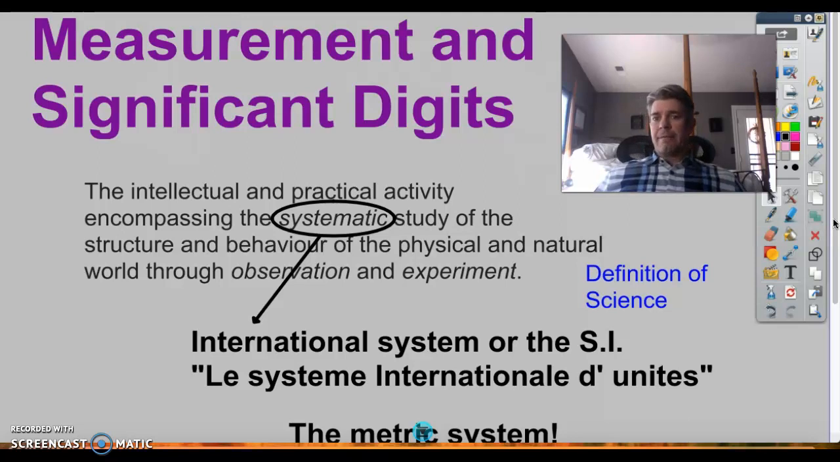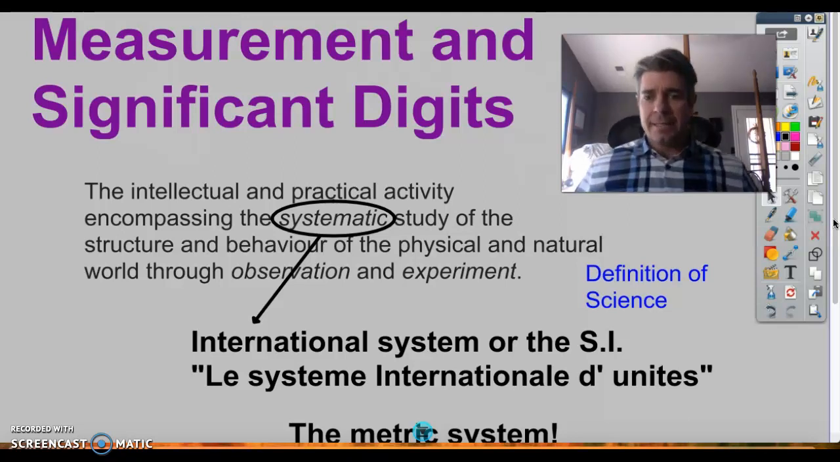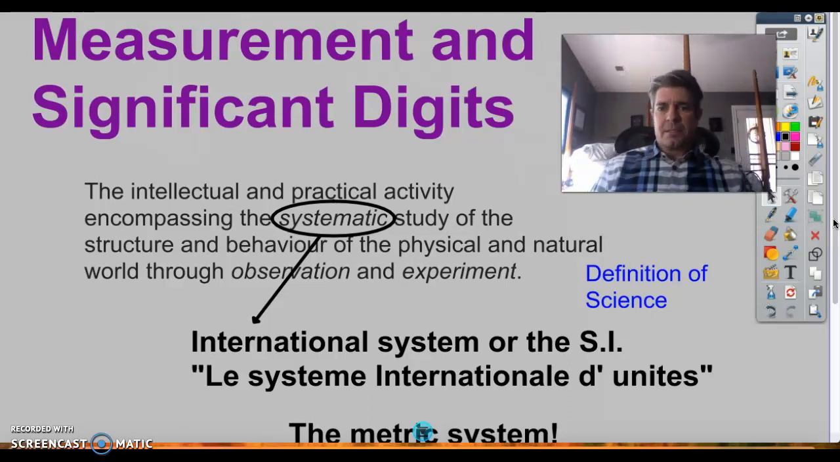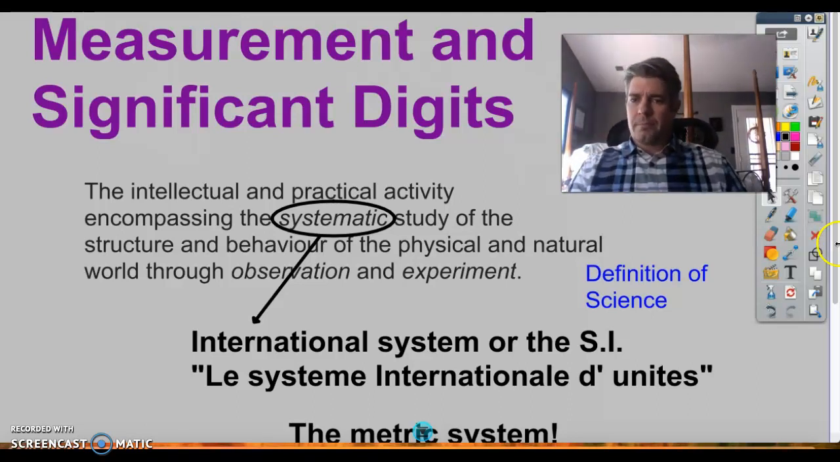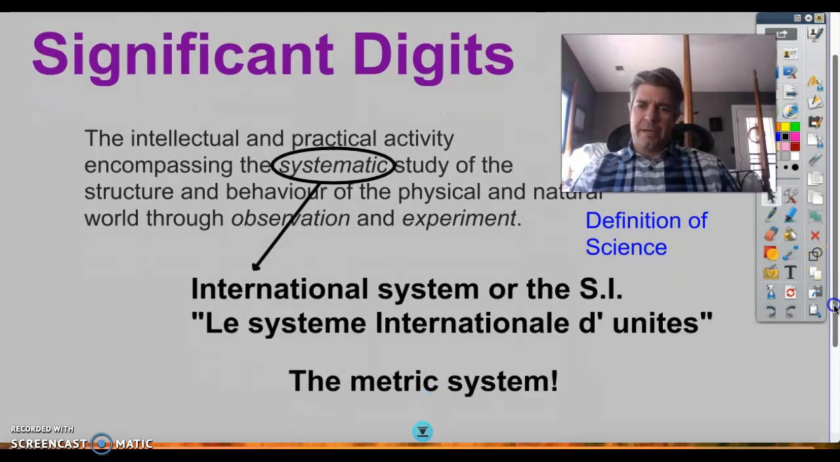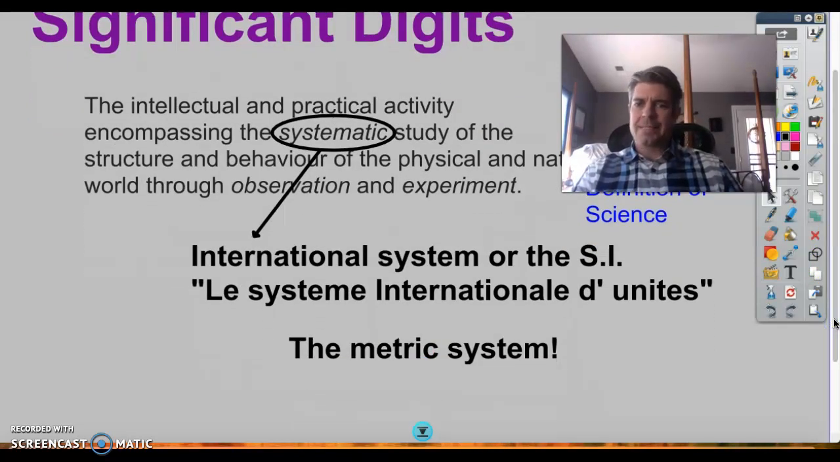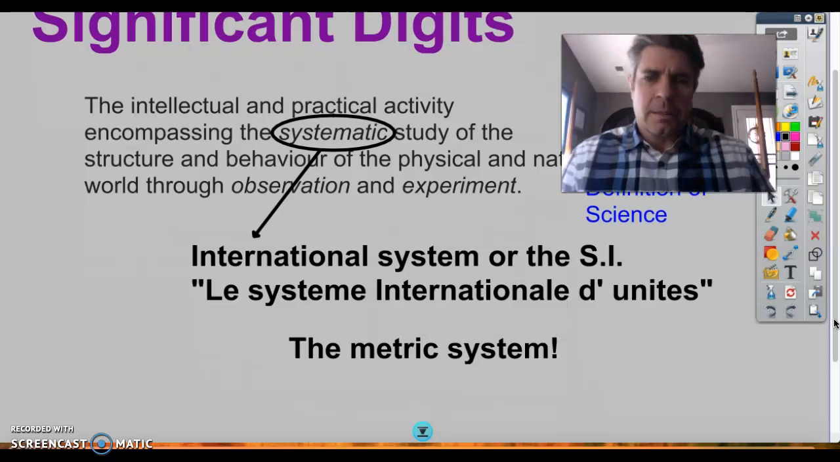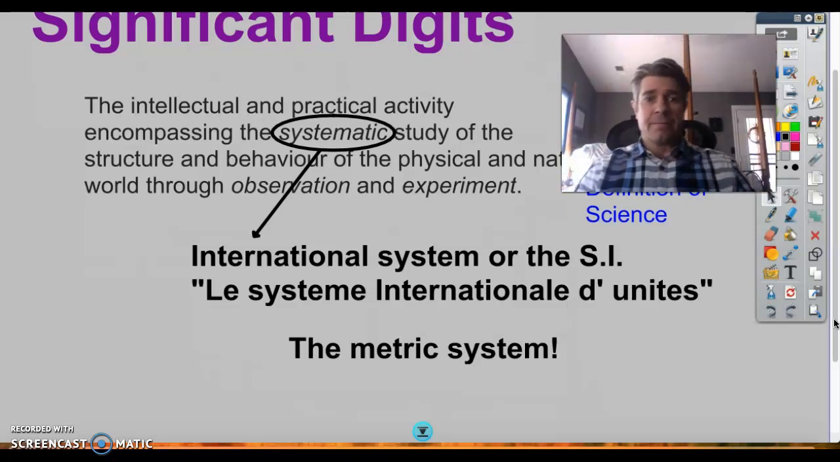It's actually a French phrase meaning Le Système International des Unités. My best French reading there. Or, as I like to call it, a little more simplified version, the metric system. The system that all scientists use to communicate to every other scientist on the face of the globe.